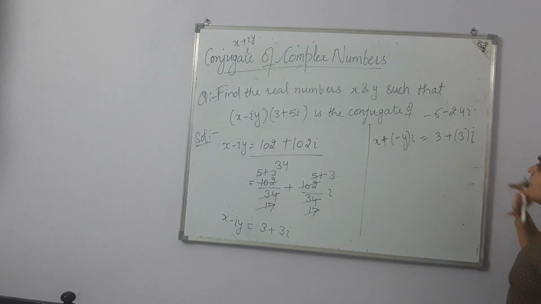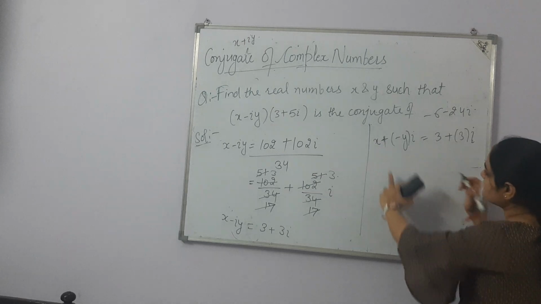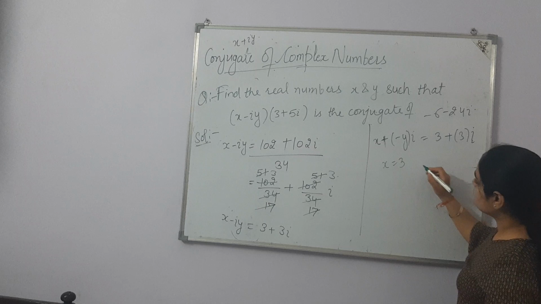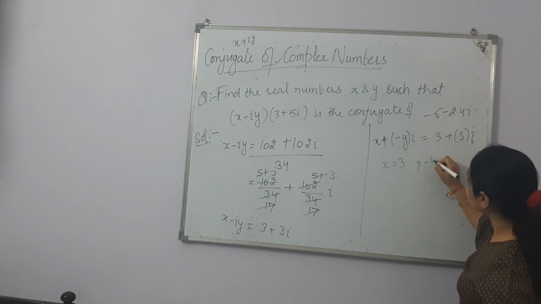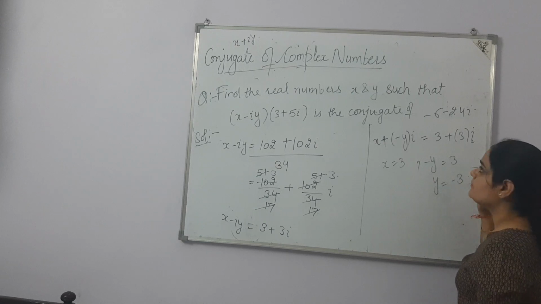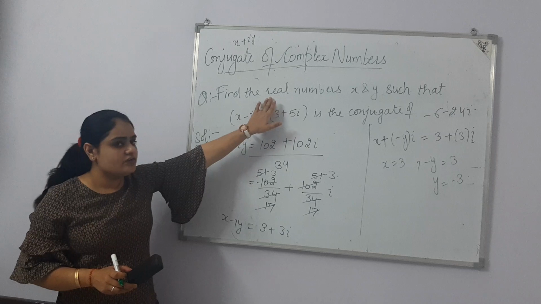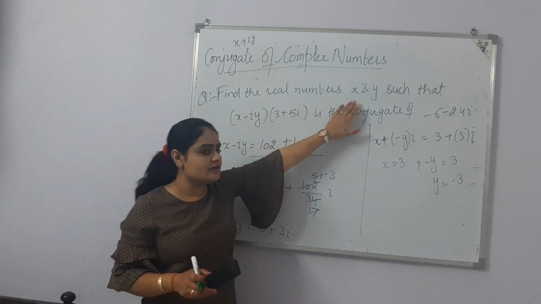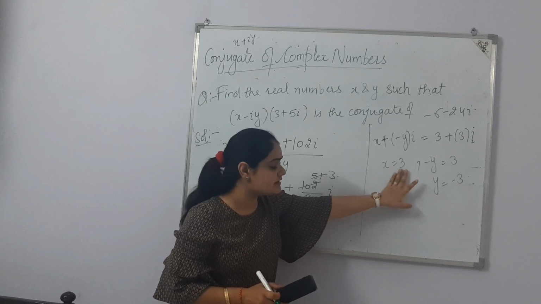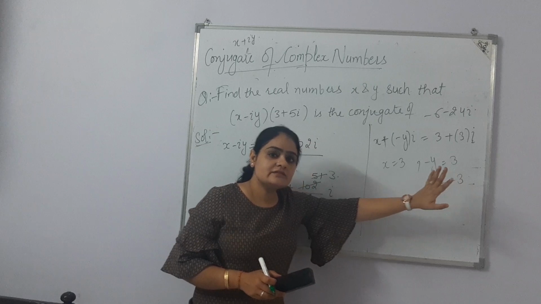Now we can equalize because both terms are in standard forms. So x is equals to 3, here's the real part is x, here's the real part is 3, and the imaginary part is minus y, and here the imaginary part is 3. So y is equals to minus 3. The question says find the real numbers x and y, saying that x and y's values are real. So you are watching that x is equals to 3 is a real number, y is equals to minus 3 is a real number.